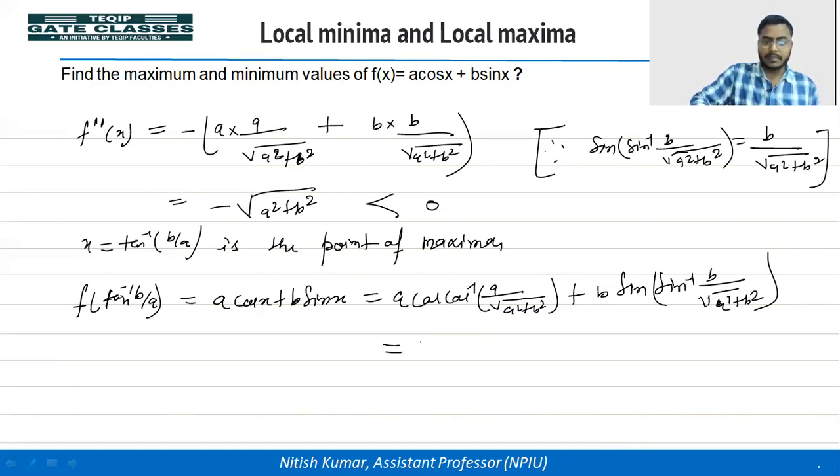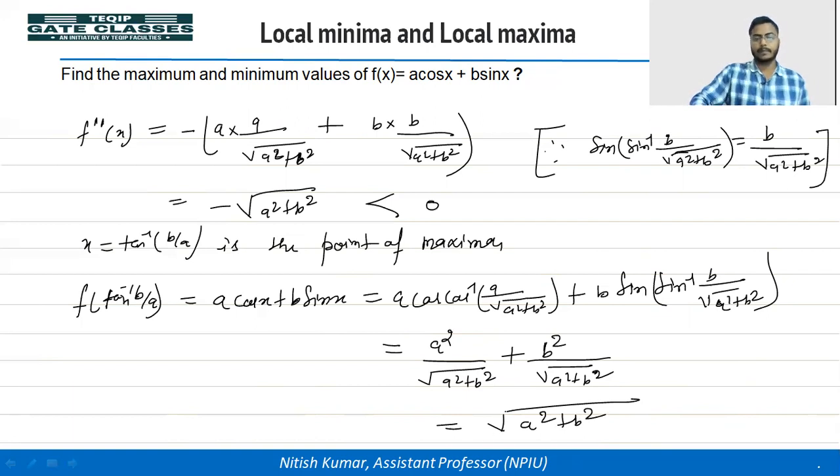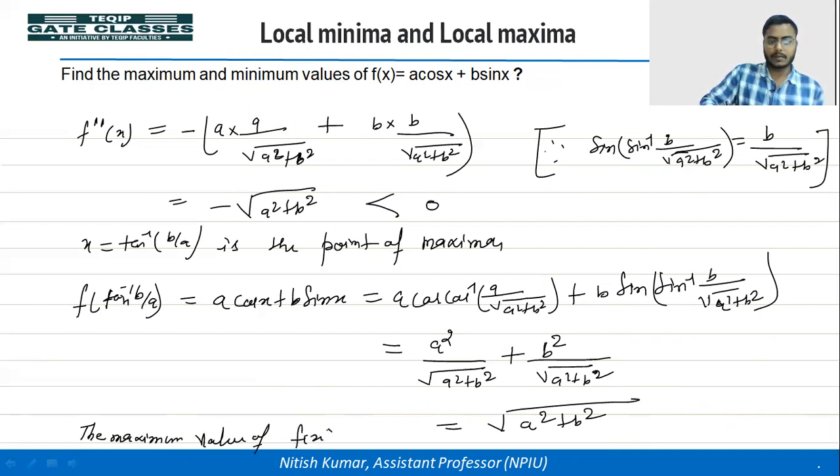So this cos inverse will cancel out. We can write a square divided by root under a square plus b square, plus b square divided by root under a square plus b square. So finally we can write root under a square plus b square. So that would be the maximum value of the function a cos x plus b sin x. So this would be the maximum value of f(x).